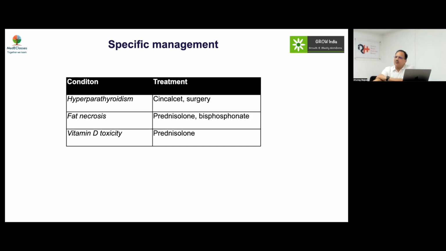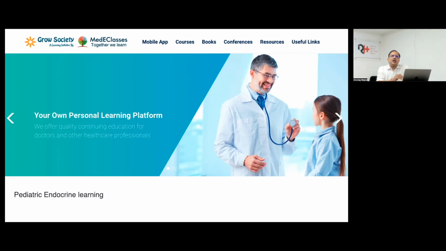Vitamin D toxicity typically will need a course of 4 to 6 weeks of 1 to 2 milligram per kg of steroids. For granulomatous disease, like sarcoidosis, the same applies. You should suspect hypercalcemia in a child who's acutely sick, particularly if there's dehydration, constipation, abdominal pain, hypertension. Get a calcium level done. If your calcium level is high, always check PTH levels simultaneously. If your calcium is high and PTH is above 20, it is hyperparathyroidism. Start working in that regard.